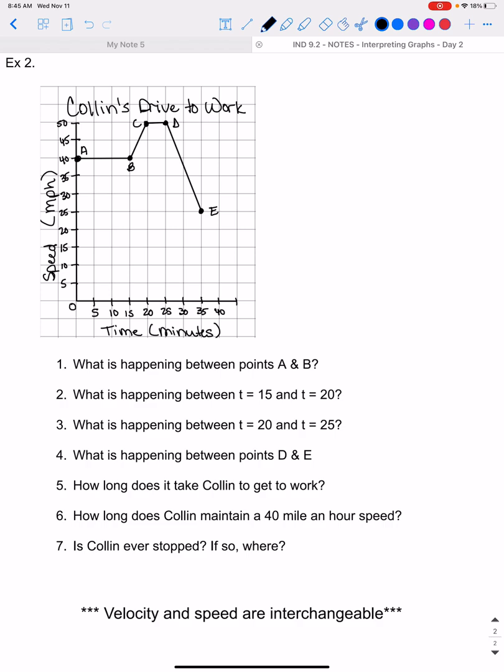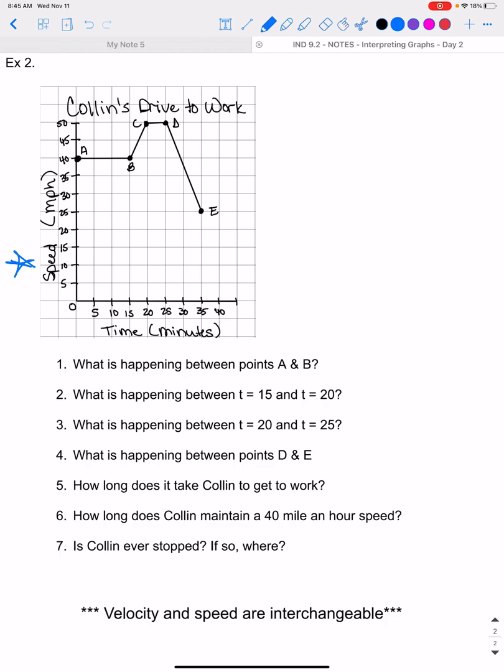And then we also want to note that the y-axis here is not distance, okay? And this is going to matter a lot in how you answer your questions. It is speed, okay? This is his speed in miles per hour. So if you look along here, you've got 5 miles an hour, 10 miles an hour, 15 miles an hour, 20 miles an hour, so on, all the way up to 50 miles an hour, okay? That is his speed. And then along the bottom is time in minutes.